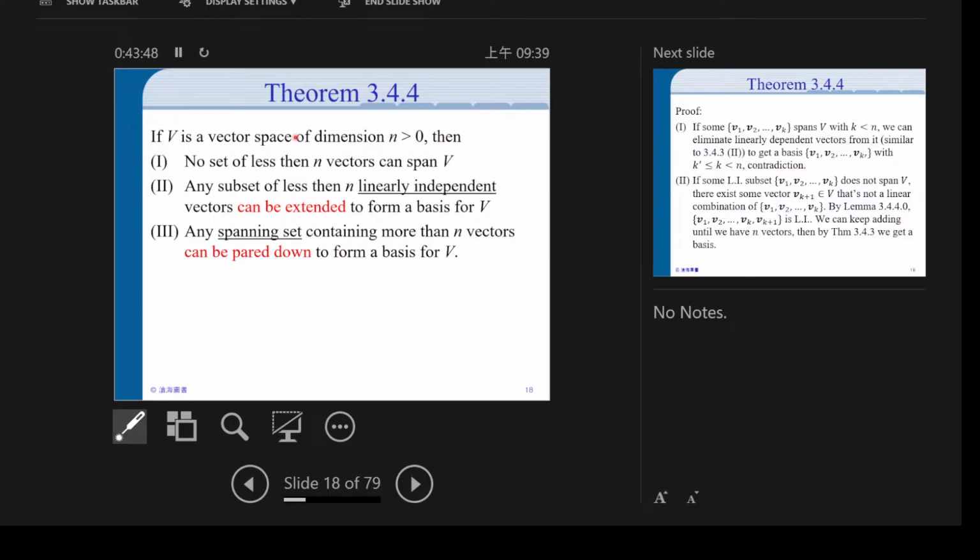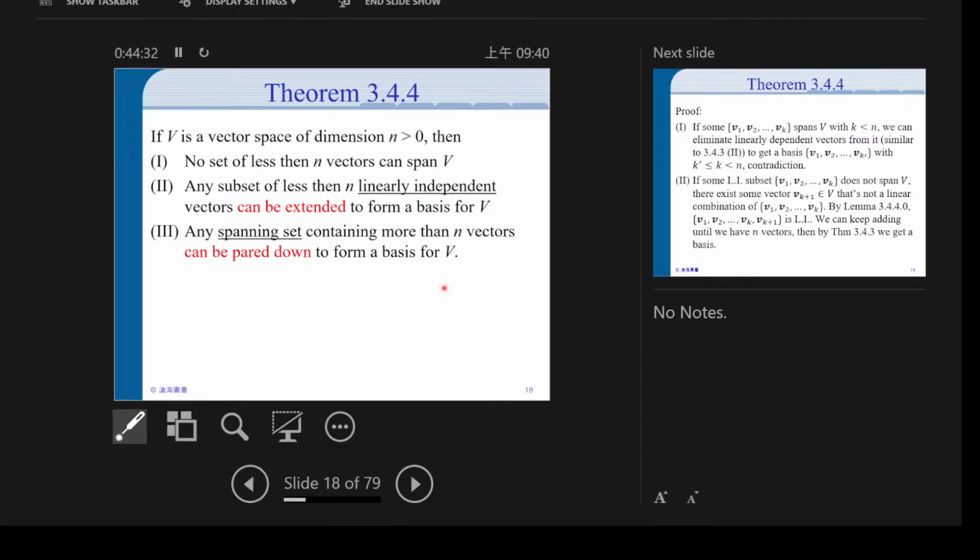So once again, we have a vector space V of dimension n. We say any set of fewer than n vectors cannot span V. Second, if you have fewer than n linearly independent vectors, then you can extend this set to become a basis for V. And also, if you have a spanning set with more than n vectors, then you can trim those vectors down, so basically remove vectors from here and get a basis for V.